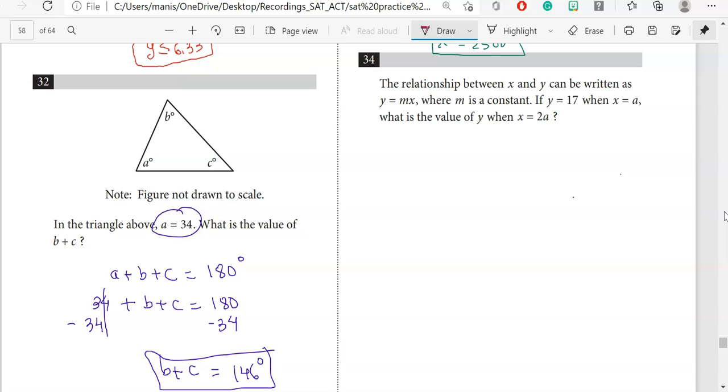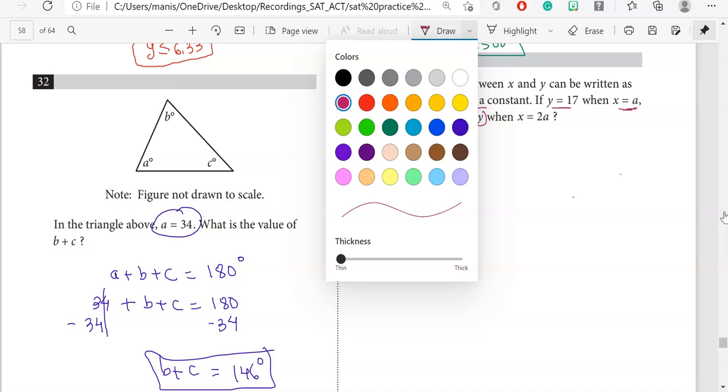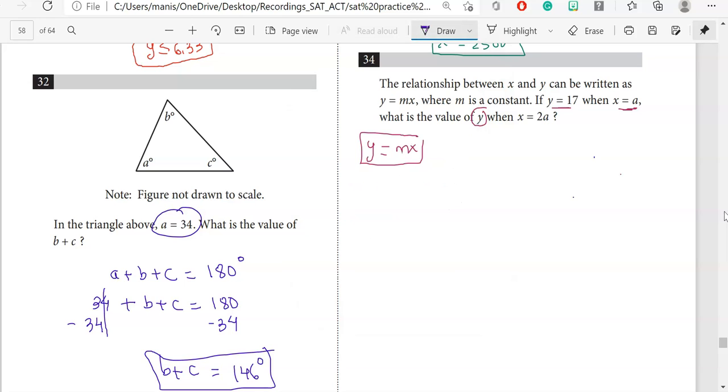Question number 34. The relationship between x and y can be written as y equals mx, where m is a constant. If y is 17 and x is a, what is the value of y when x equals 2a? So I need to find this value of y. I will draw a box around it and work with the rest of the information given to me. First of all, I will substitute y with 17. M is a constant, and the value of x is a. So I ended up with this answer over here.